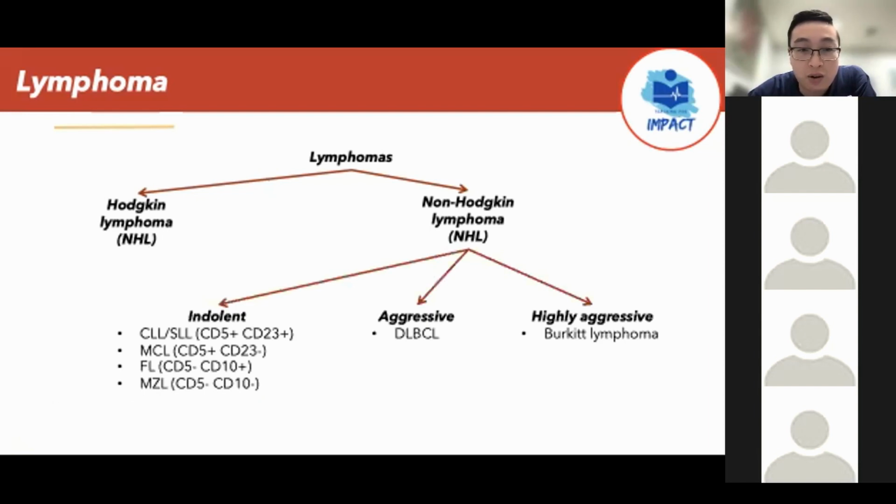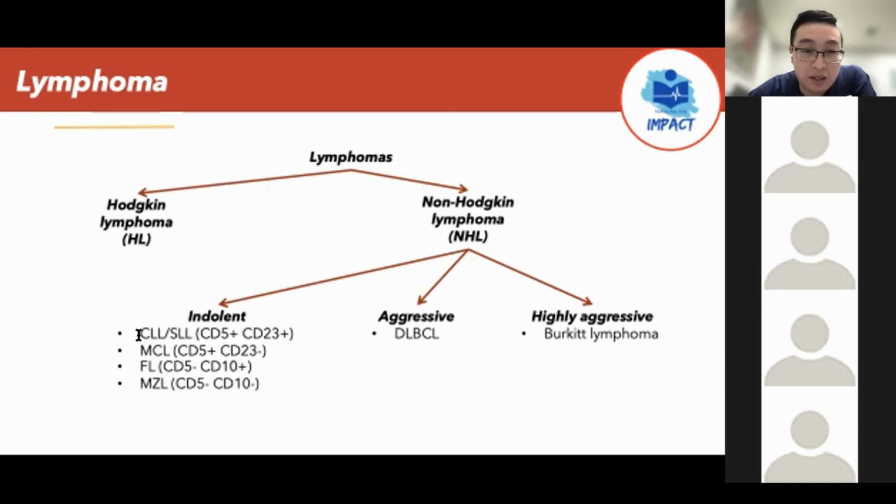Okay, so let's briefly talk about non-Hodgkin's lymphomas. Non-Hodgkin's lymphoma is a lot more common than Hodgkin's lymphoma. The way to think about non-Hodgkin's lymphomas is to divide them into indolent ones, aggressive ones, and highly aggressive ones. So there are 4 indolent non-Hodgkin's lymphomas. The first is CLL/SLL. The second is a condition called mantle cell lymphoma.